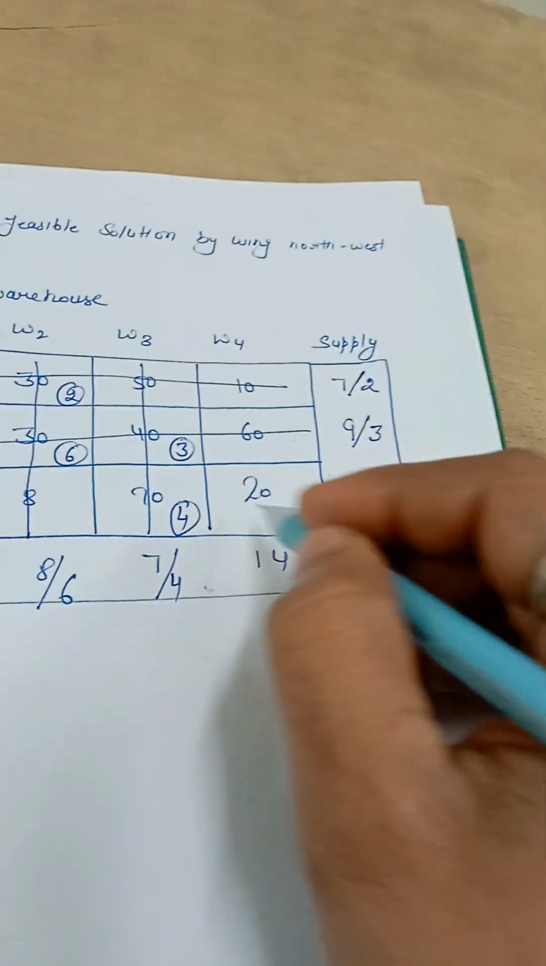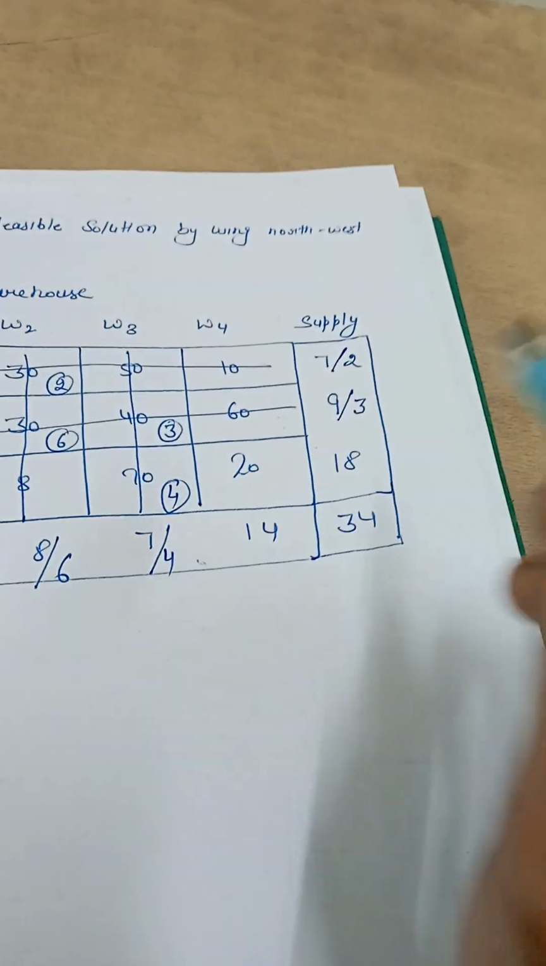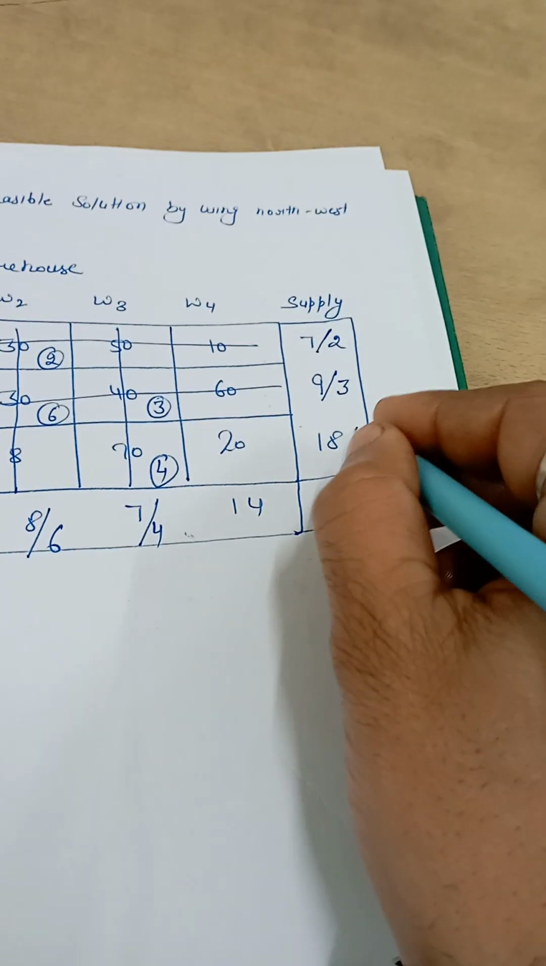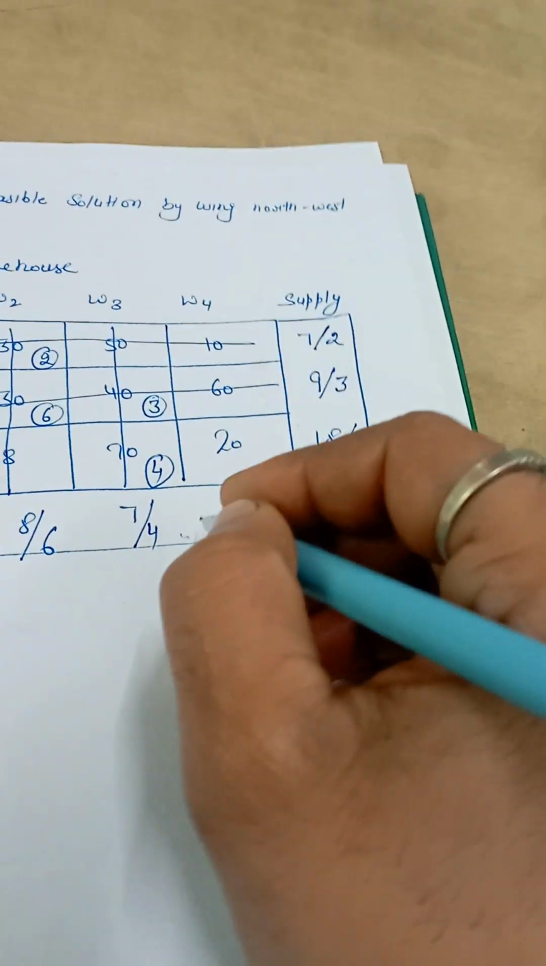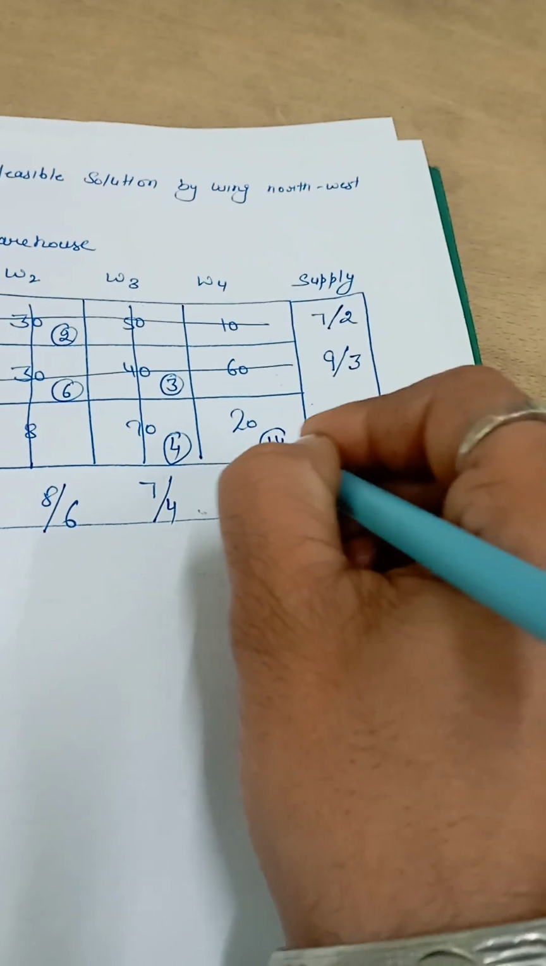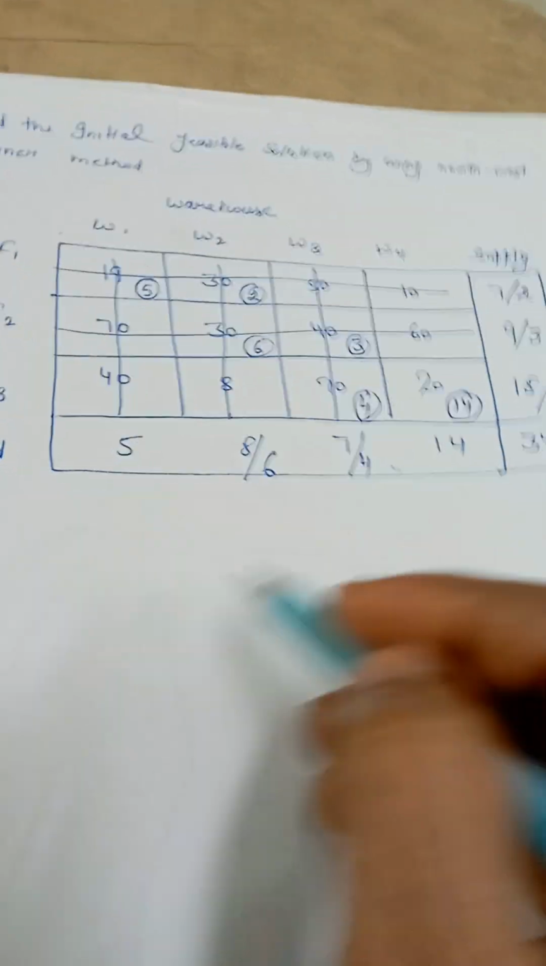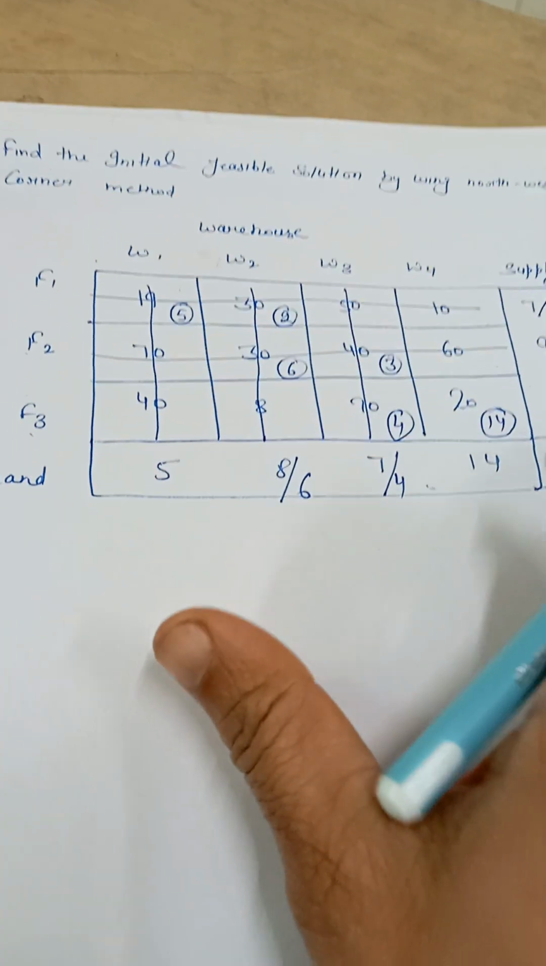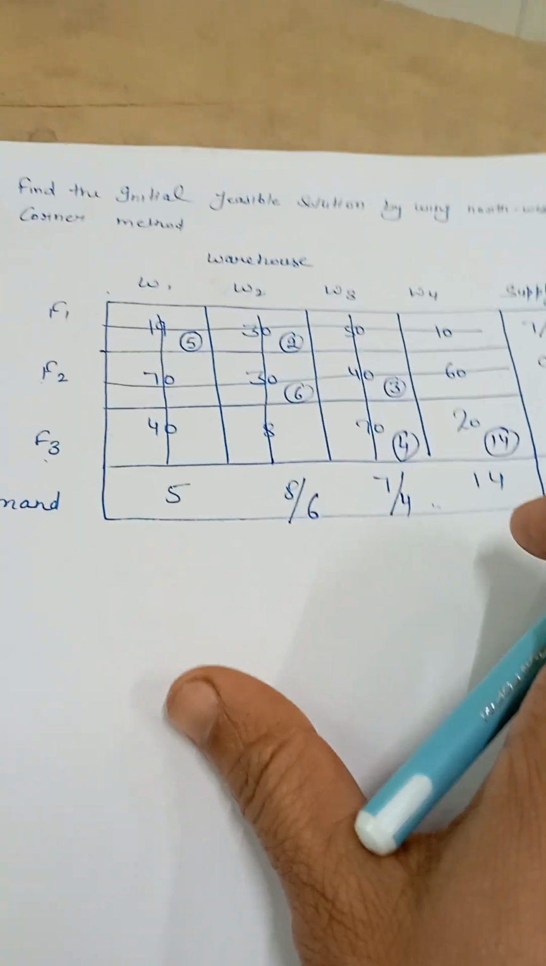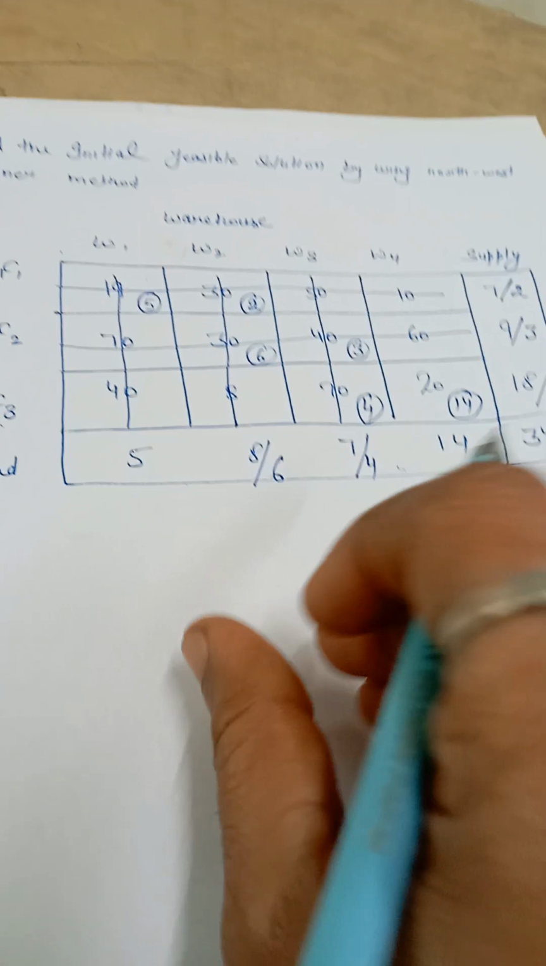Now the last corner, that is 3 4. Here supply pending is 14 and demand also pending is 14. Now all the supply and demand is satisfied.